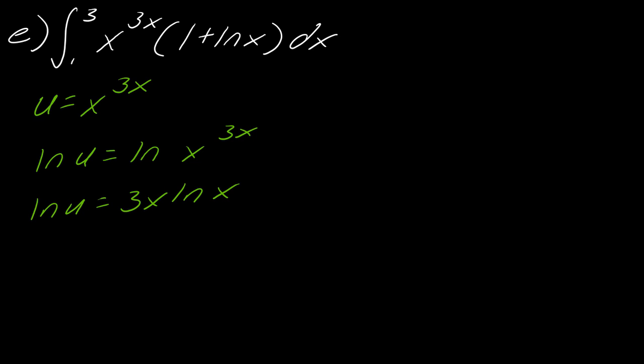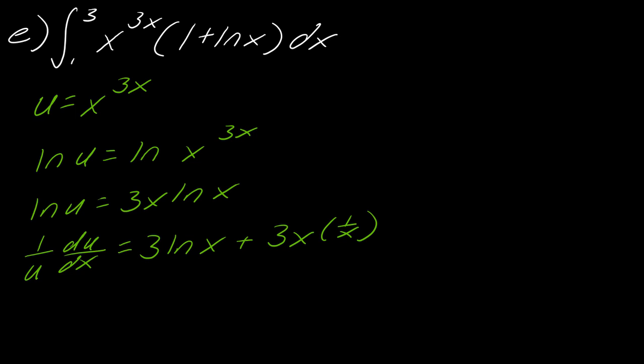And now I can take the derivative of this guy. So this becomes 1 over u du dx. And then I have to use the product rule here. So this will be 3 times the natural log of x plus 3x times 1 over x, which if I simplify all of this, I have 1 over u du dx equals 3 times the natural log of x plus 3. Okay, so let's clear a little space here.